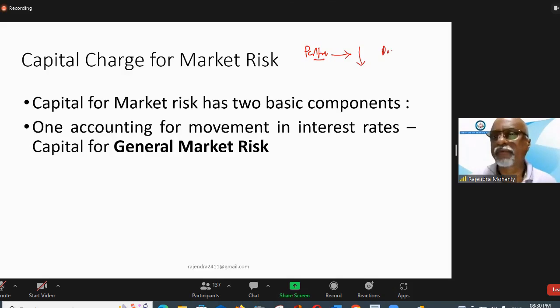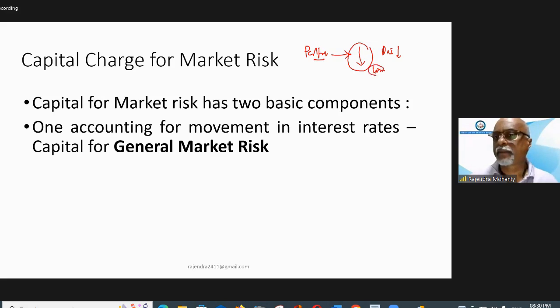Due to a rate of interest movement, for that much of loss you have suffered, the capital which has to be calculated is called general market risk. So that is one capital you have to calculate. Basically, if the question comes, what is the capital calculation due to movement in the interest rate in the market risk, you say it is the general market risk capital.